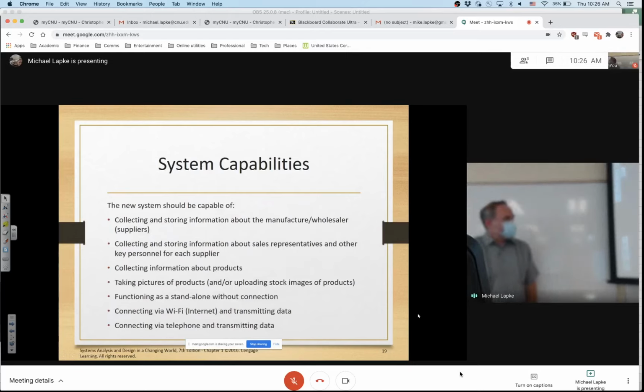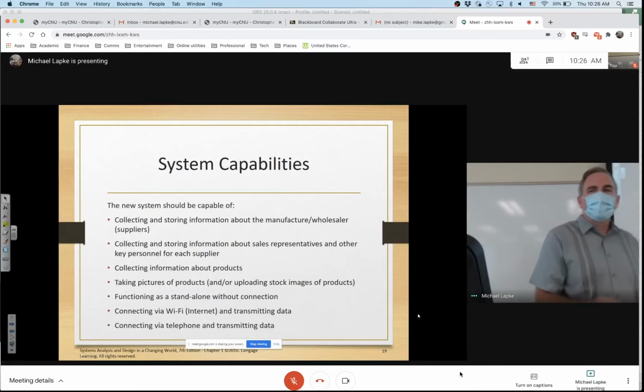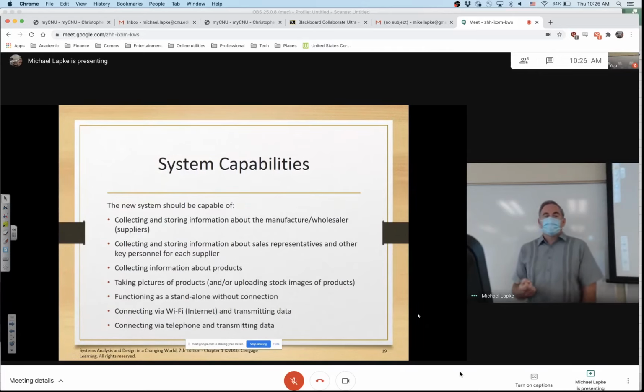The new system should be able to collect and store information about the manufacturer. In my mind, as I'm reading this, I'm already picturing an entity relationship diagram. Again, not familiar with your guys' curriculum. Has anyone built an entity relationship diagram before? Okay, that is something you will learn in here then, because that's a critical modeling element. It's something you normally learn in database. That's why I was asking if you've been exposed to it before.